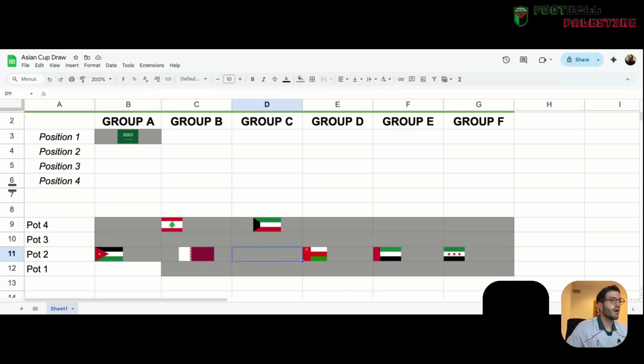So the first game is going to be on the 7th of January. Saudi Arabia is already in position A1, as you see on our screen here. We'll make that a little bit bigger once we're done filling in everything as is.